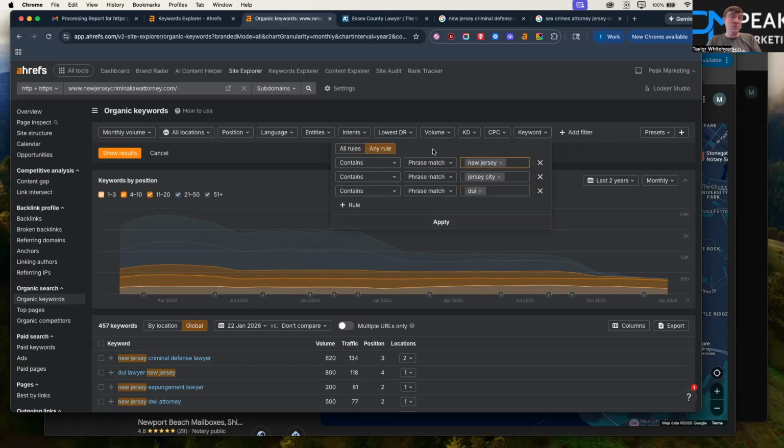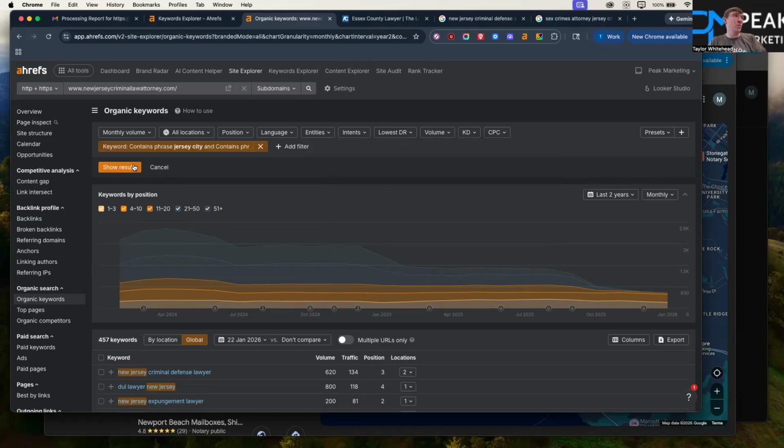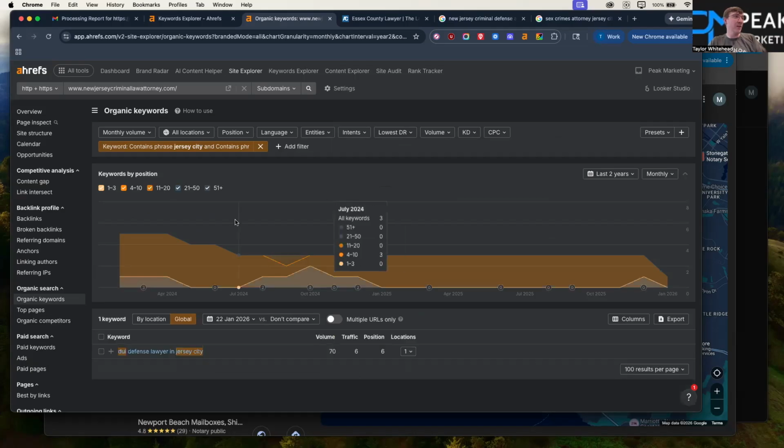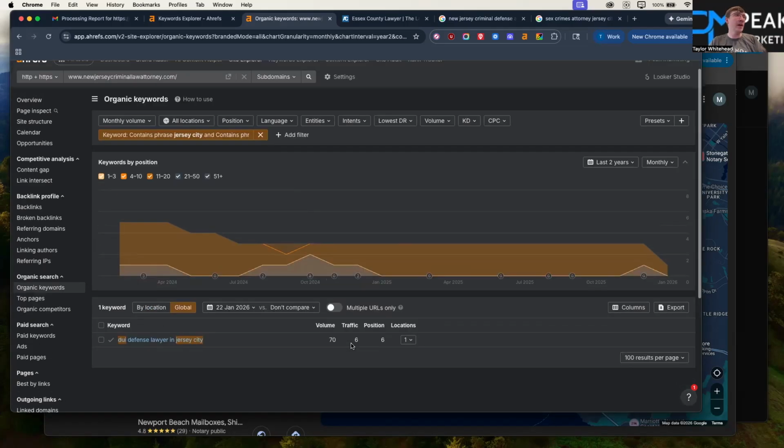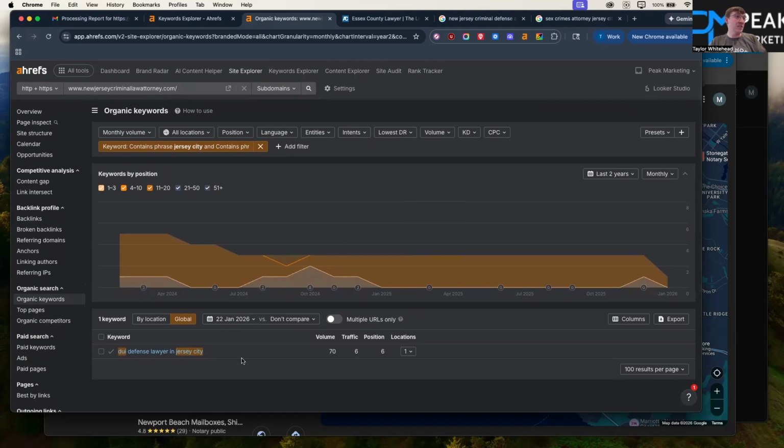Or we can do any rule, which means it's going to pull all the different variations that exist. So if you're trying just to do DUI, you probably don't want to have two different locations if you want to use this all rule, so that it'll only pull the specific ones for that location and that are using DUI. And it looks like for that particular search, we just get the one that comes up. And that's a great way to do this.